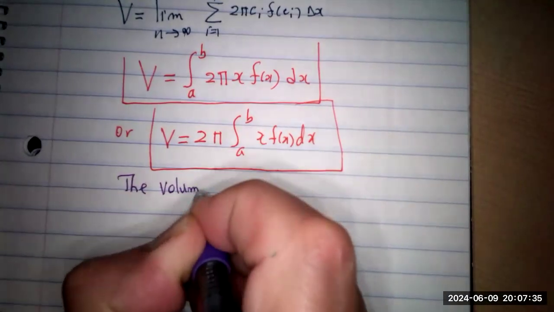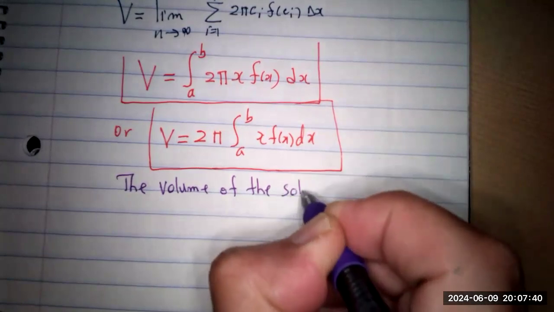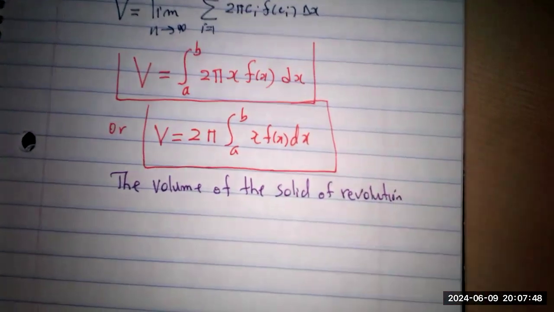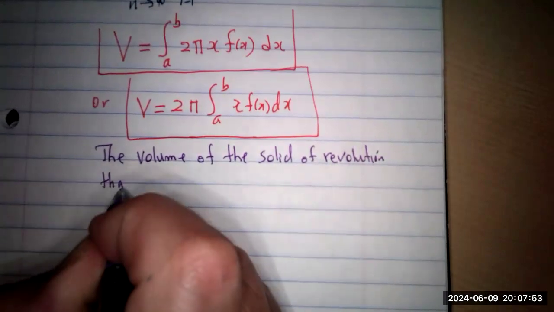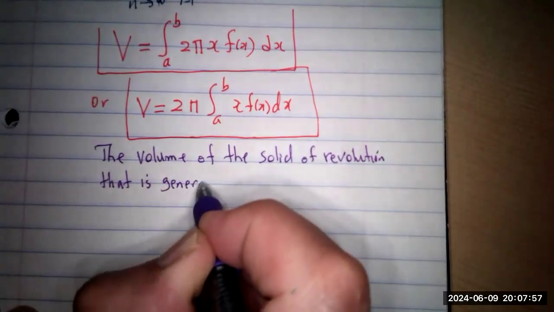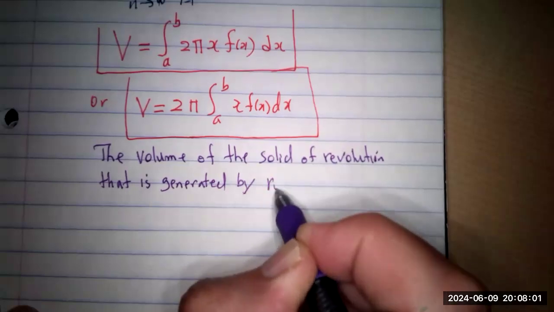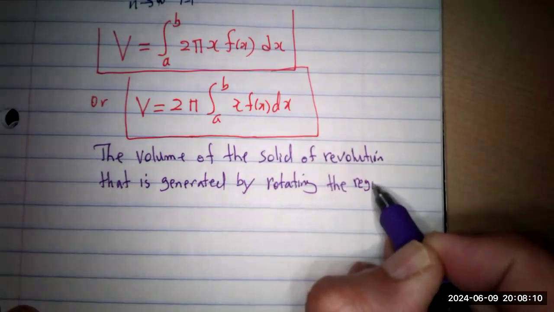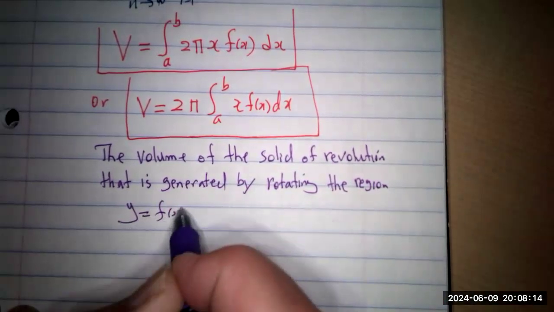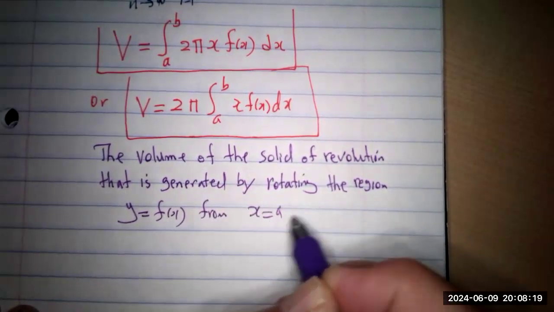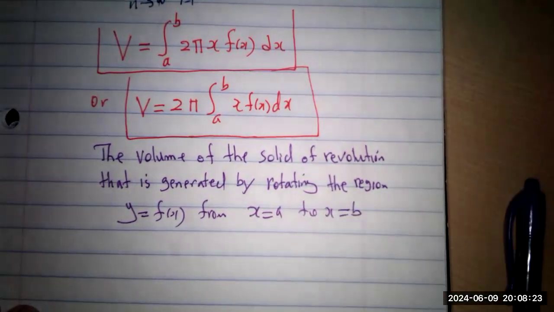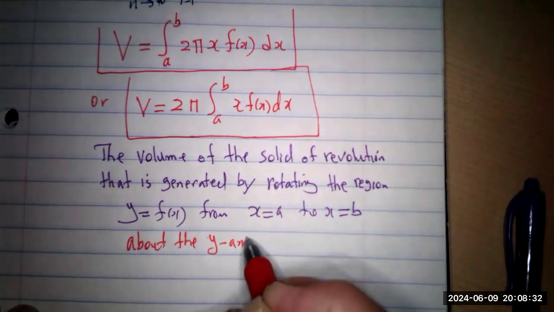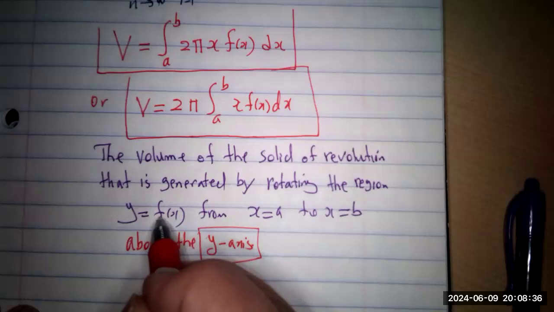The volume of the solid of revolution that is generated or produced by rotating the region under the curve, the region y equal to f of x from x equal to a to x equal to b, rotating this one about the y-axis. You see, this is y and this is x.